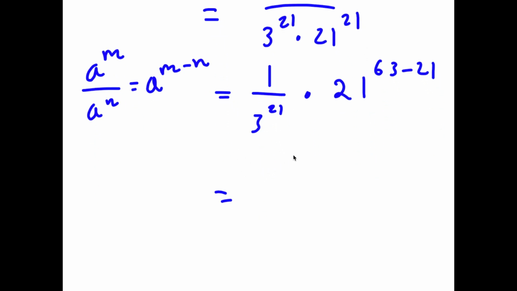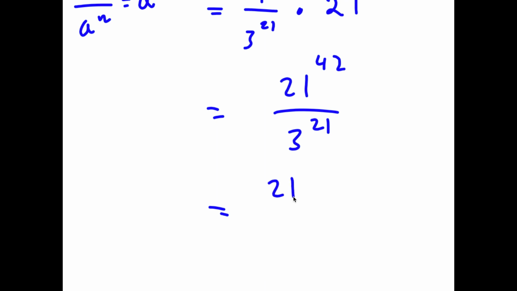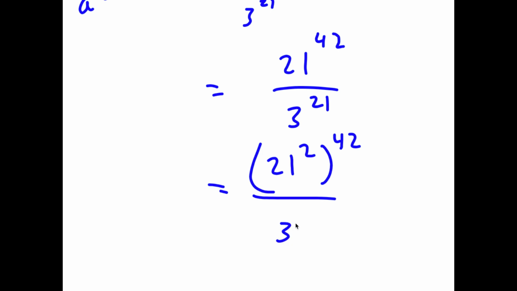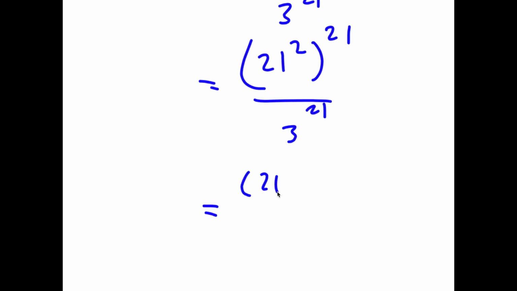Now, 21 to the power of 63 minus 21, that's the same thing as 21 to the power of 42. Now I have this over 3 to the power of 21. Now, 21 to the power of 42, that's the same thing as 21 squared to the power of 21. And 21 squared, well, that's the same thing as 21 times 21.